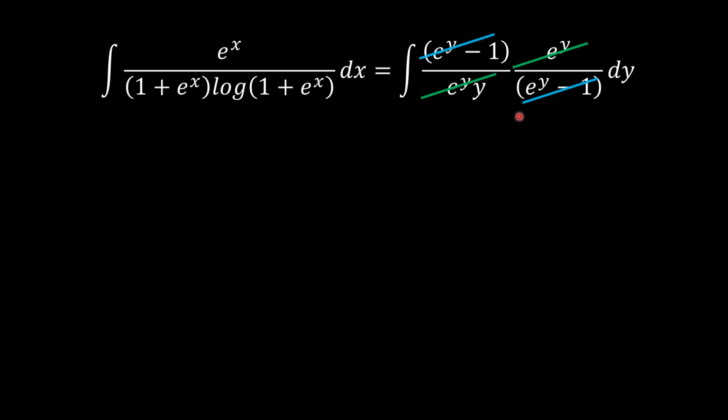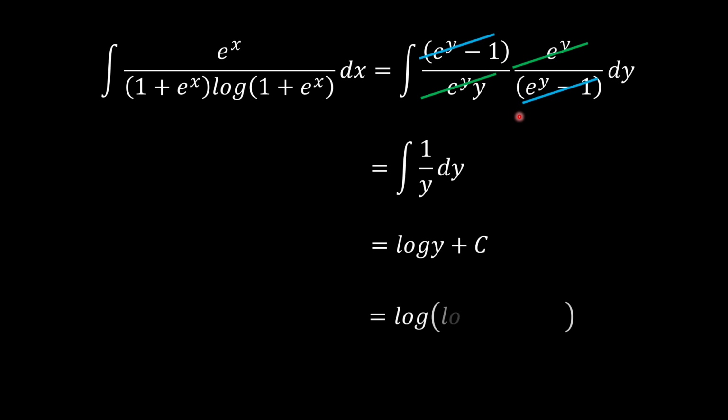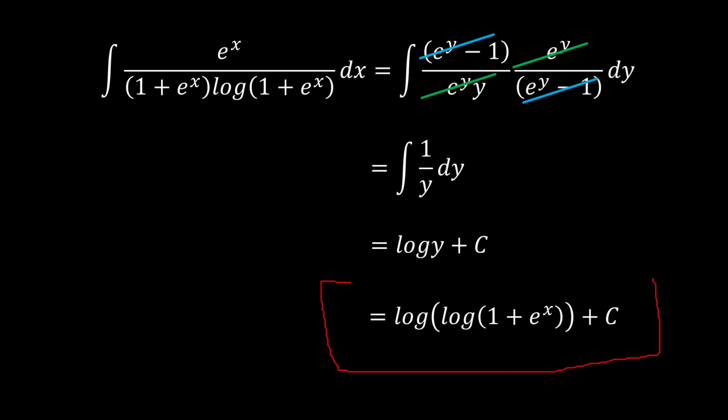The e to the power y would cancel out, and you're left with 1 over y dy as your integrand. When you integrate that, you get log y plus c, but we know what y is. y is the same as log of 1 plus e to the power x. So our answer is the natural logarithm of 1 plus e to the power x. So that was number 2.